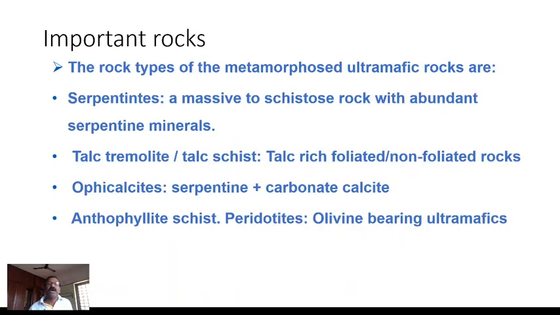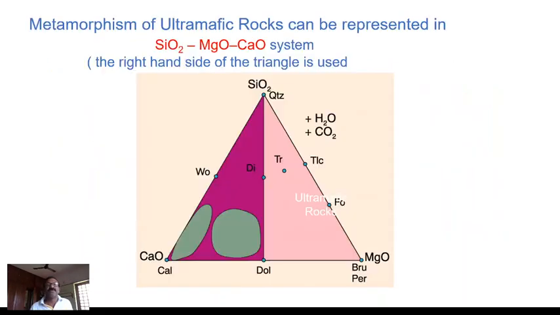You have to write about the important meta-ultramafic rocks. One is called serpentinites. They are massive or schistose rock with abundant serpentine minerals. Second one is talc tremolite schist or talc schist. They are the schistose rock rich in talc and tremolite. Ophicalcite is a rock rich in serpentine plus carbonate calcite. Then comes the anthophyllite schist. Then comes peridotites, olivine bearing ultramafics.